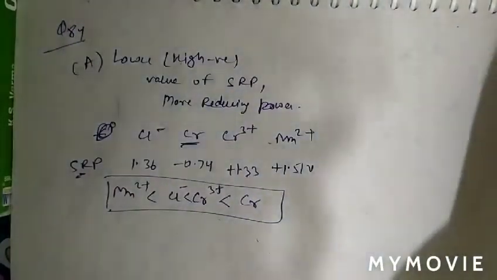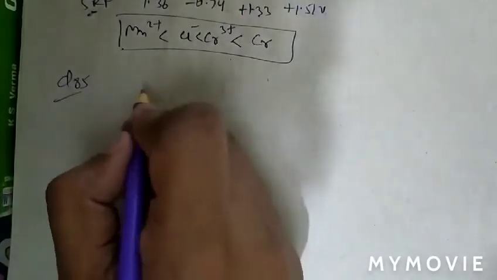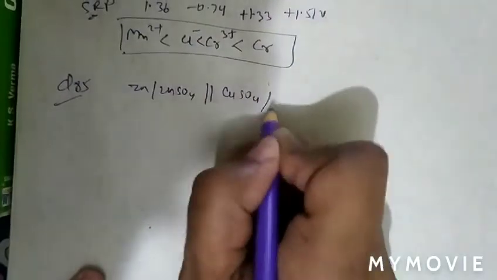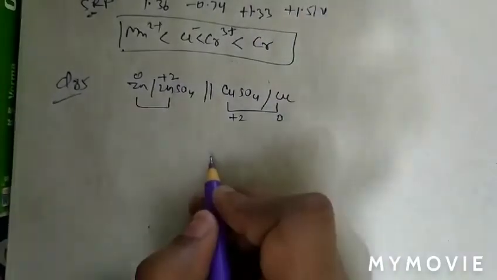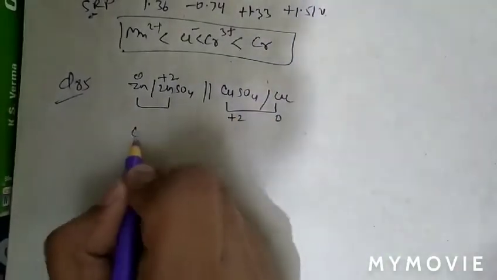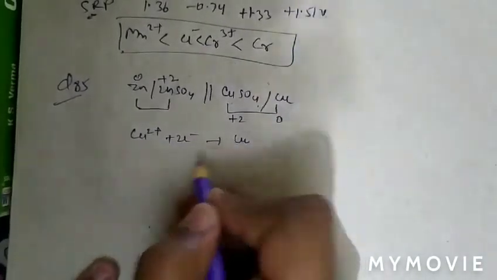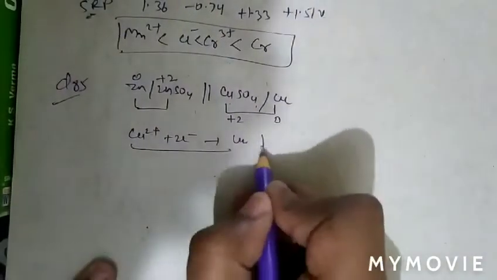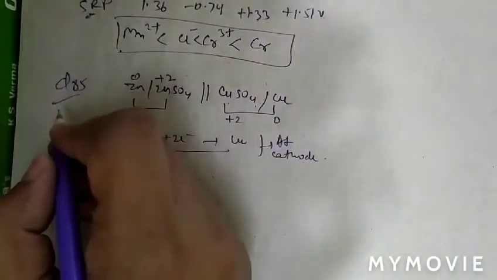See question number 85. In question number 85, a galvanic cell is given: ZnSO4, salt bridge, copper sulfate, and then copper. Zn changes from 0 to plus 2, and copper 2 plus changes from plus 2 to 0. It means reduction takes place at the cathode, where copper 2 plus gains 2 electrons and gives copper. Therefore the reaction at the cathode is Cu2 plus changing into Cu, copper deposited at the cathode. So question number 85, option B is correct.